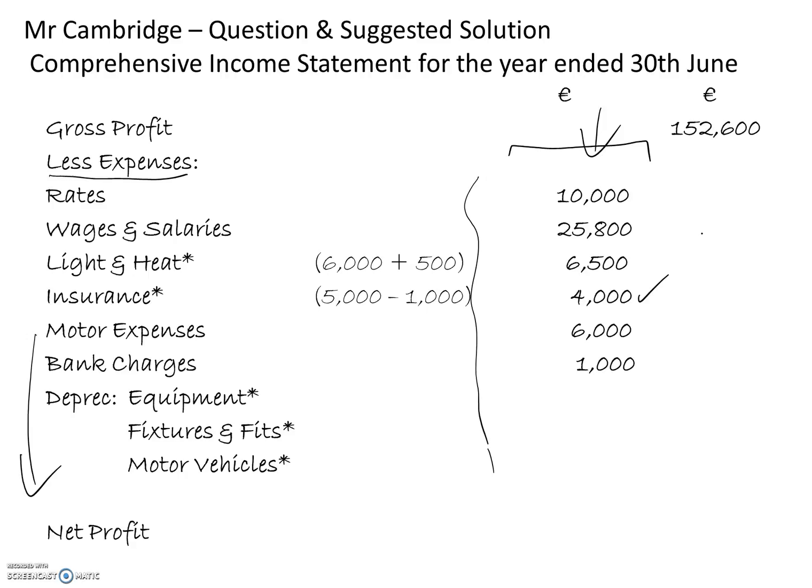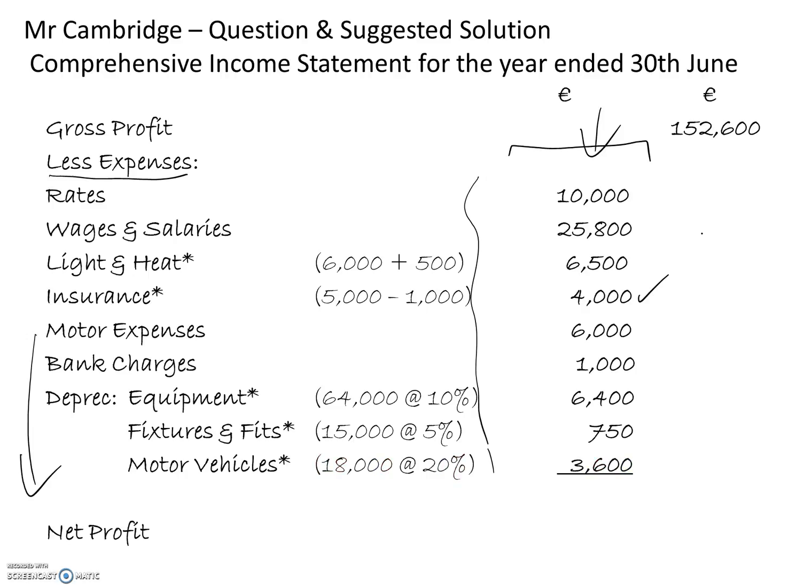And then the depreciation. We're told that the depreciation on the equipment is 10% on a straight line basis, which means it's 10% on the cost, and the cost is 64,000. So the figure that appears here would be 64,000 at 10%, 6,400. Likewise for the fixtures and fittings, it will be the percentage that we're given, which is 5% on the fixtures and fittings at cost, which is 15,000. So 15,000 at 5% gives us 750. And then motor vehicles, cost is 18,000 and the depreciation is 20%. 18,000 at 20% gives us 3,600.